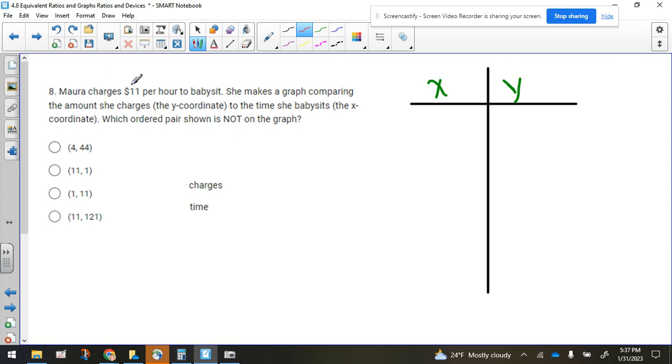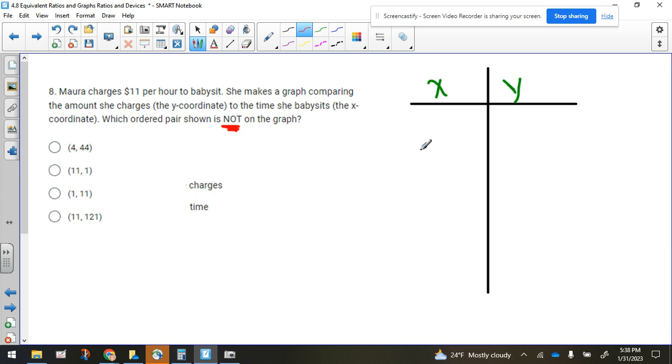Maura charges $11 per hour to babysit. She makes a graph comparing the amount she charges, the y coordinate, to the time she babysits, the x coordinate. Which ordered pair shown is not on the graph?